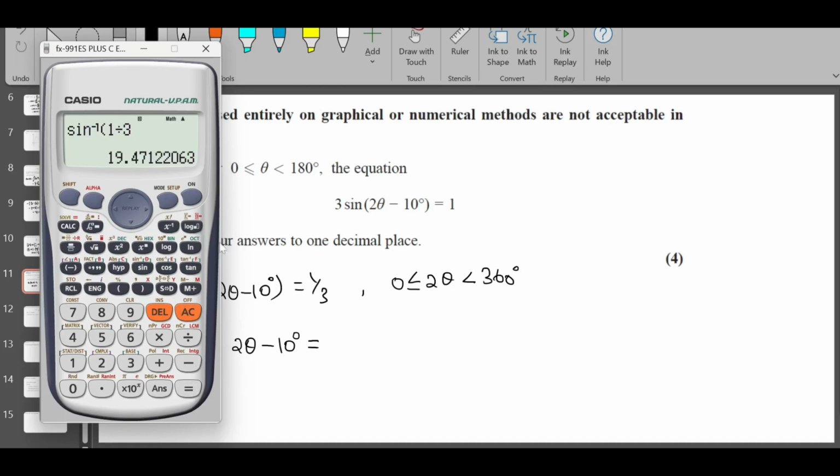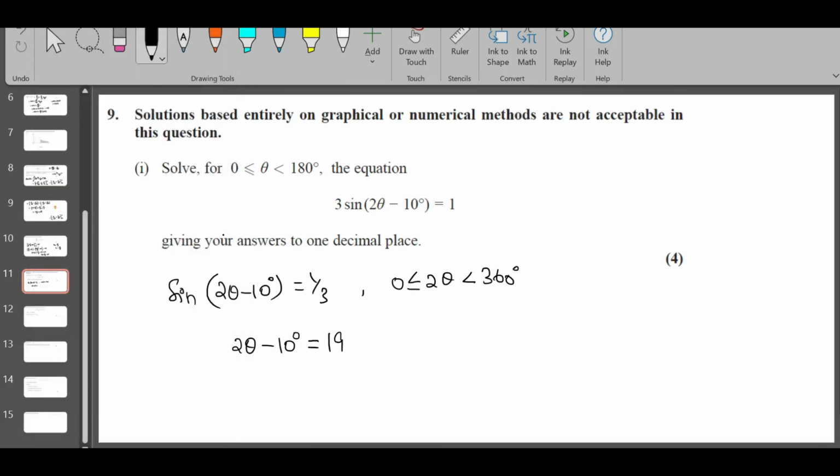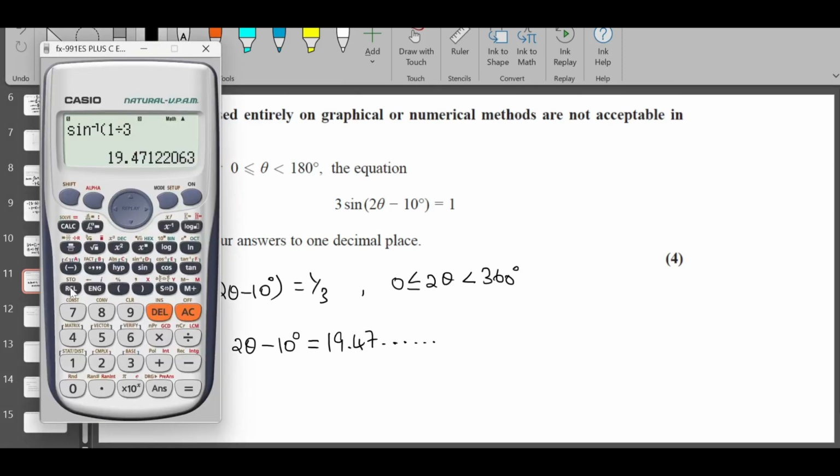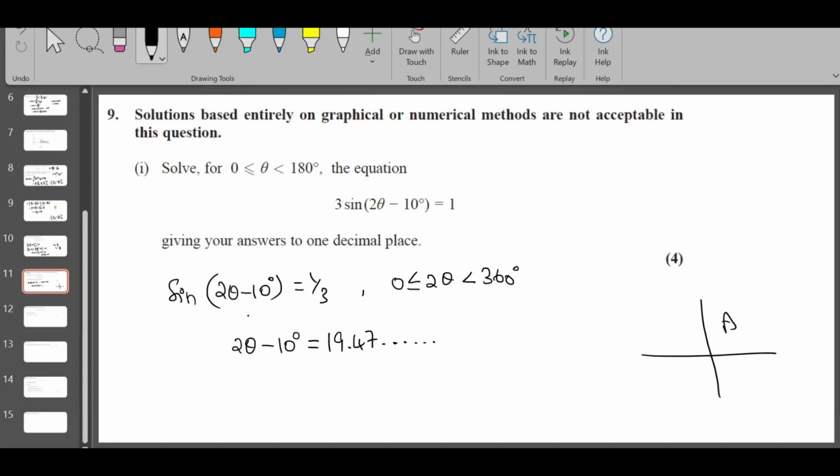Okay, 19.47... Do not round the figure. Immediately store it as A. Okay. Use the ASTC diagram now, the CAST diagram. The modified limit is 0 to 360, which covers all the 4 quadrants, right? You have to find the quadrant where sine theta is positive. Sine theta will be positive here and here. So here it's theta, here it's 180 minus theta.